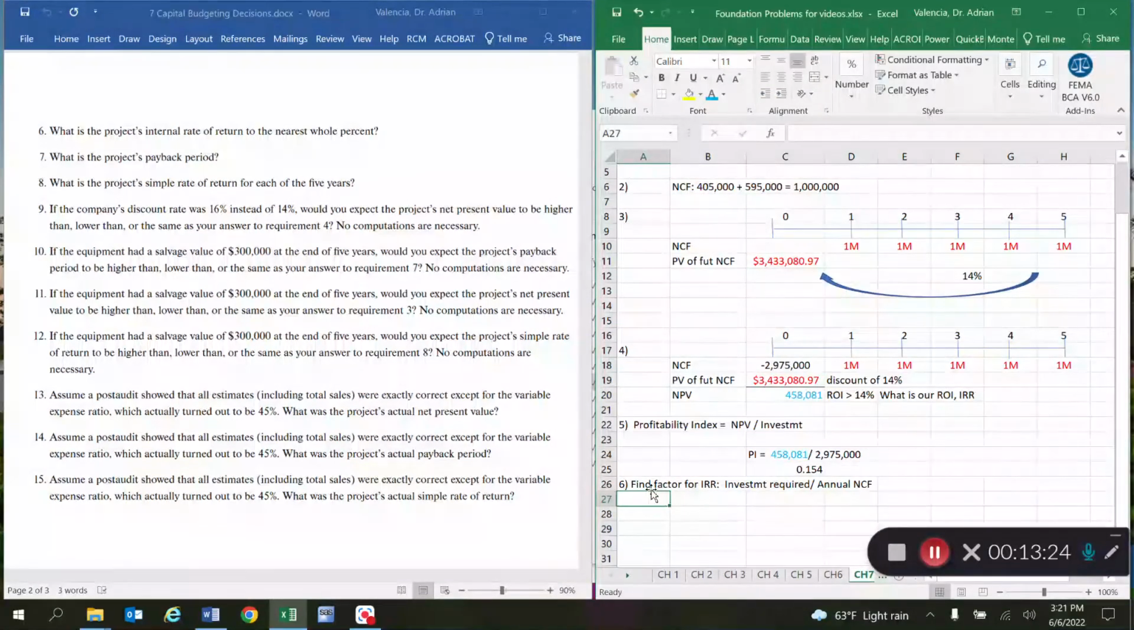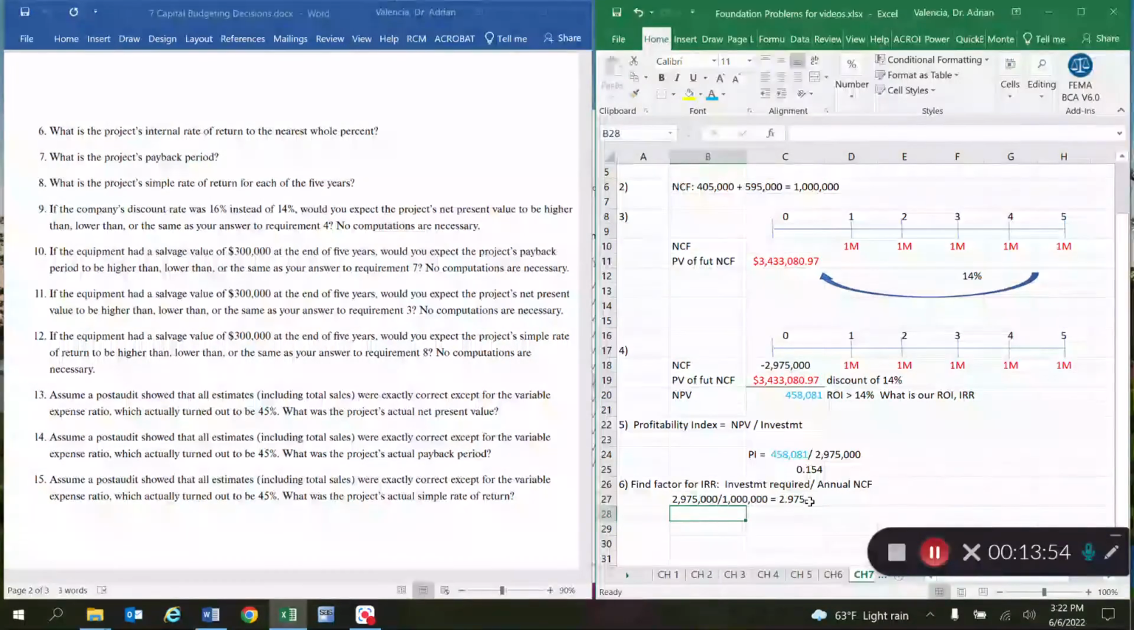So when I do this calculation, I have 2,975,000 divided by 1 million. Okay, and then what this gives me is a factor of 2.975. Okay, now this is not the most technical thing to do, but this is a number we would go and look up at the present value of an annuity table to see what rate corresponds to that.